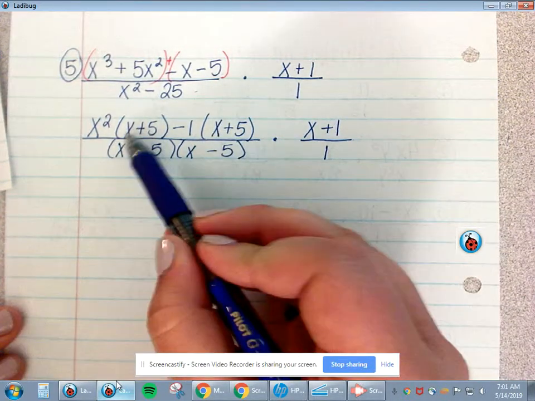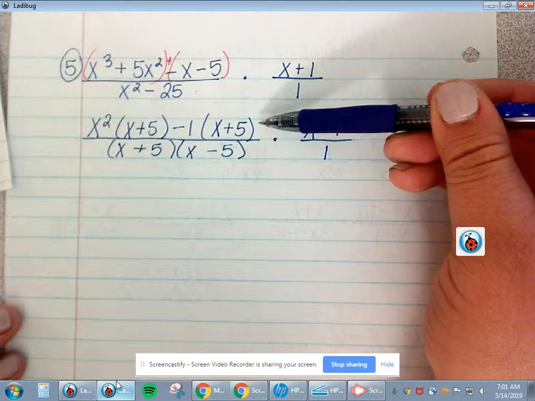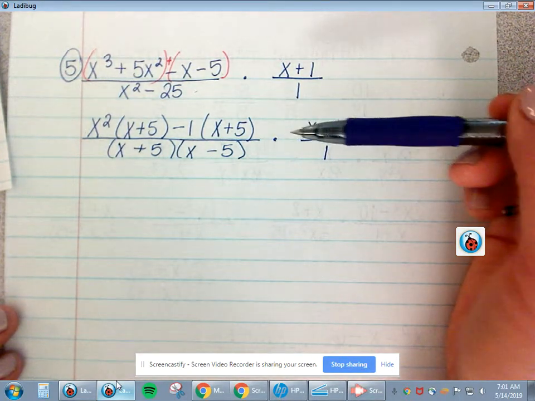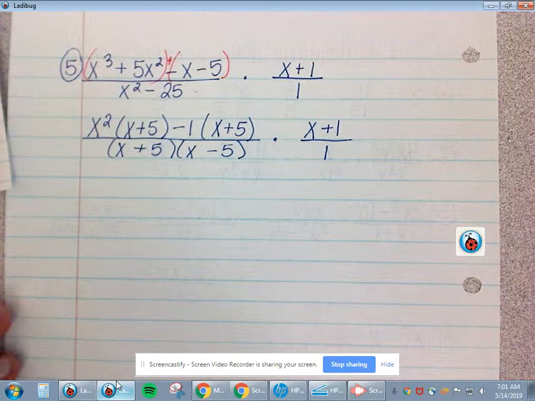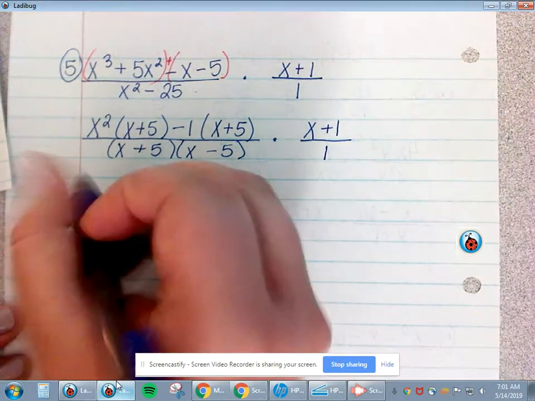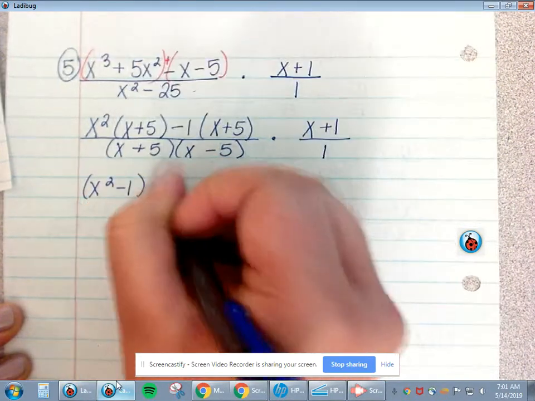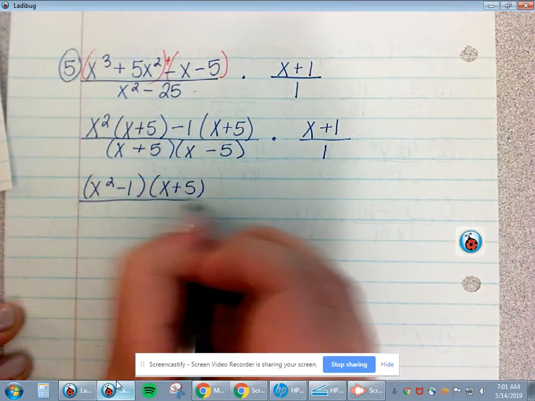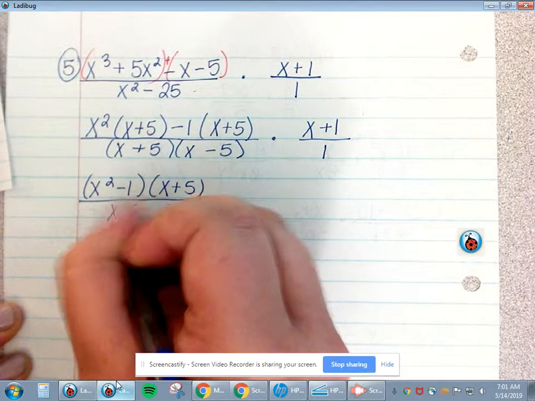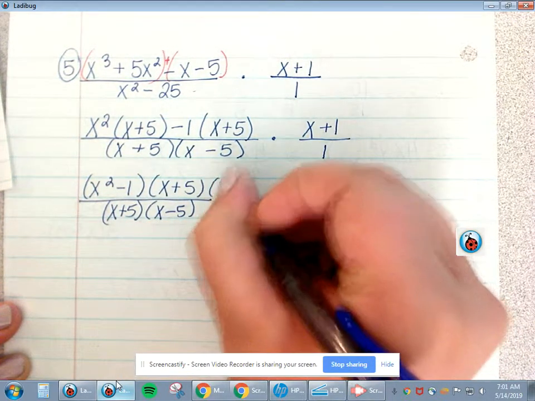Don't make the mistake of trying to cancel right now. The top is not factored yet. You can only start to cancel when both top and bottom are fully factored. And if there's pluses and minuses like there are outside of parentheses, then you're not factored yet. So I still need to write this as x squared minus 1 times x plus 5, that was in common, over x plus 5, x minus 5, times x plus 1. I'll just throw that on the top here.